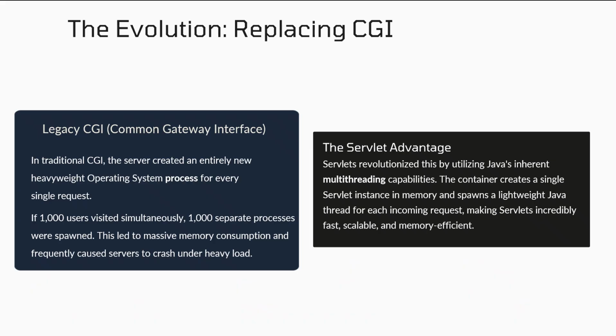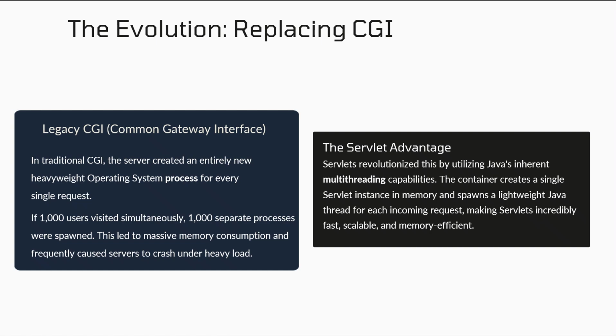This slide explains how web technology evolved from CGI to servlets. First, looking at CGI, Common Gateway Interface, in traditional systems, every user request created a completely new operating system process. This was very heavy and inefficient. For example, if 1000 users access the server at the same time, it would create 1000 separate processes. This consumed a lot of memory and often caused server crashes under heavy load.